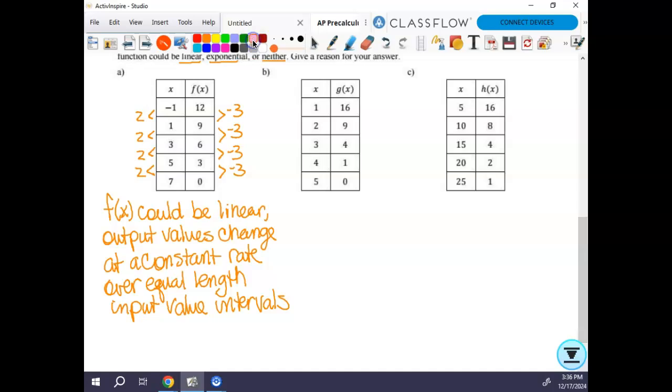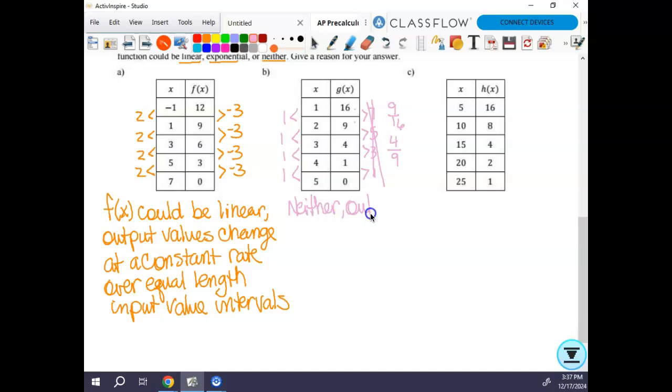All right, so let's look at B. I have equal length input value intervals here again. So when I do 9 minus 16, that's going to give me 7. Then this gives me 5. This gives me 3. This gives me 1. So we're not changing at a constant rate, so it's not linear. Then I can look to see if I have a common ratio. I can put 9 over 16 and then 4 over 9. Those are not the same, so this is going to be neither.